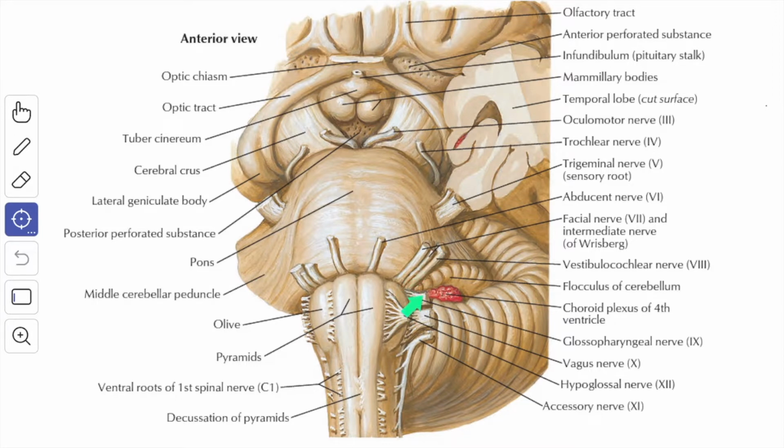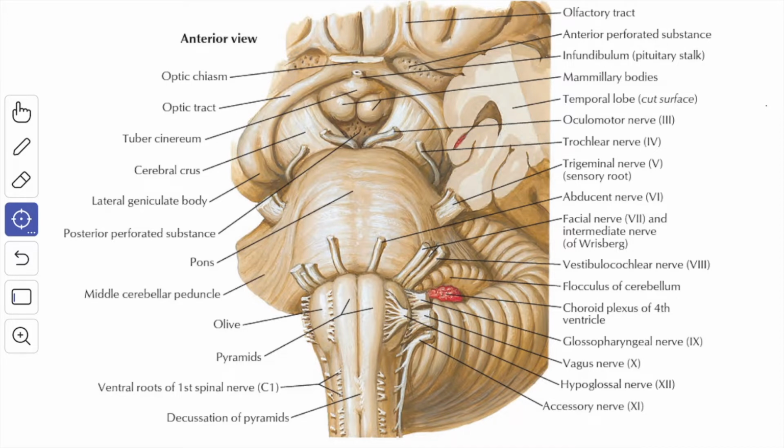The ninth nerve is the glossopharyngeal nerve. The 10th is the vagus nerve. The 11th is the accessory nerve. And the 12th is the hypoglossal nerve. So these are the 12 pairs of cranial nerves from before backwards.